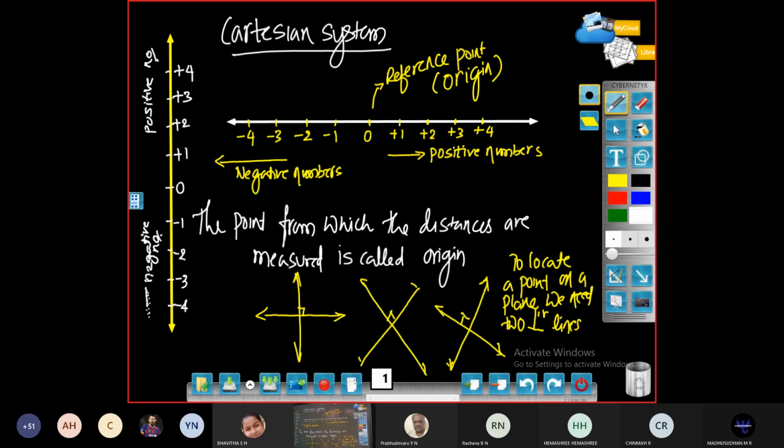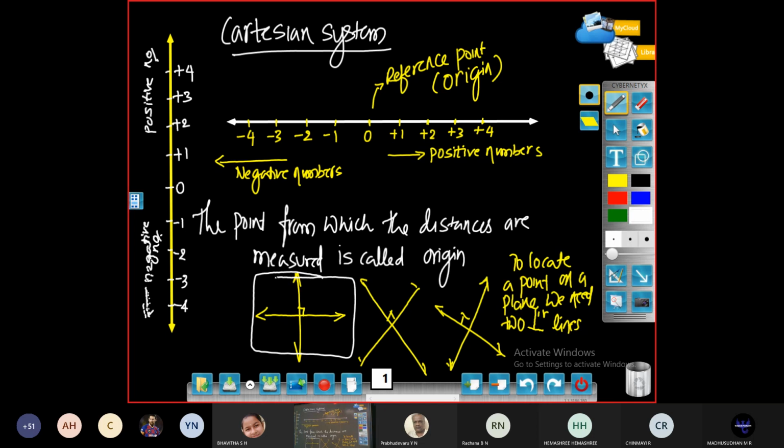So the downward direction will be represented by negative numbers. So we need two perpendicular lines. We take one as a horizontal line, another one as a vertical line. This type of number we will take, and this type of lines you take. Even that type of line also, in any direction you can take the perpendicular lines.